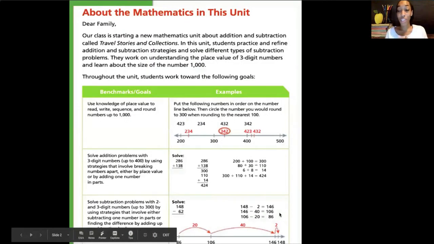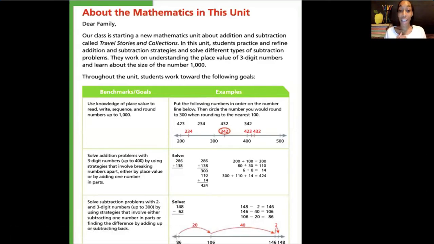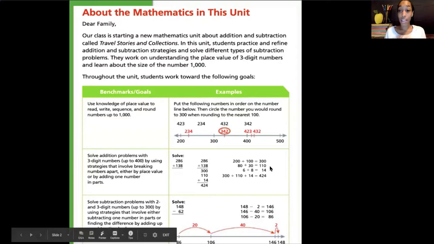Let's look at what we've learned so far in this unit. We have learned how to count up to 1,000. We've learned how to round to the nearest 100 and the nearest 10. We've learned that we can use a number line to give us a gauge of where those numbers round to. We've also learned how to add by place value. We're still inside of this unit, so we're going to learn more.